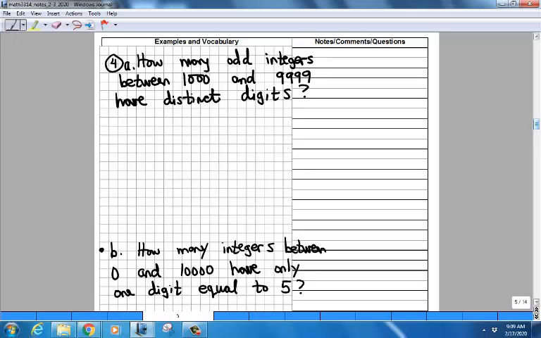So how many odd integers do we have between 1,000 and 999 that have distinct digits? That have distinct digits. That sounds kind of like the password problem, right?